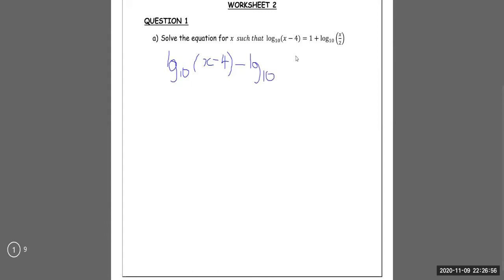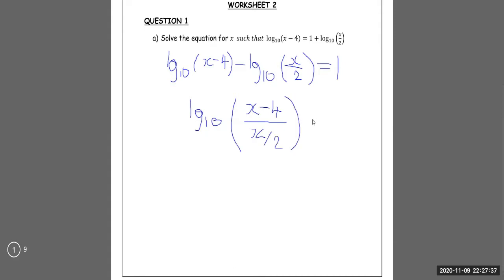Yes, sir. Nice. Now, after we do that, what do we know about when the bases are the same and we're subtracting log a minus log b? What's that equal to? Log a over b. So we can rewrite this now as log to base 10 of a over b. So it's going to be log to base 10 of x minus 4 over x over 2, x divided by 2. And that's equal to 1.